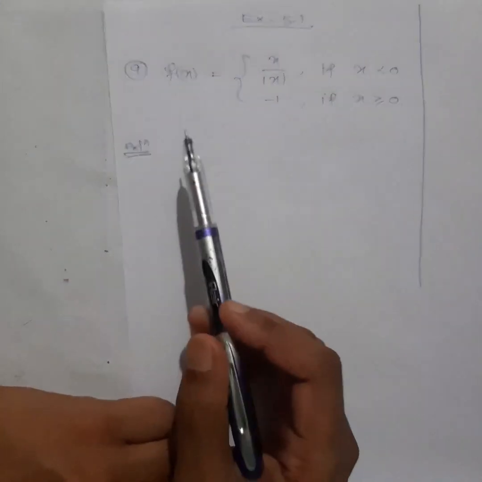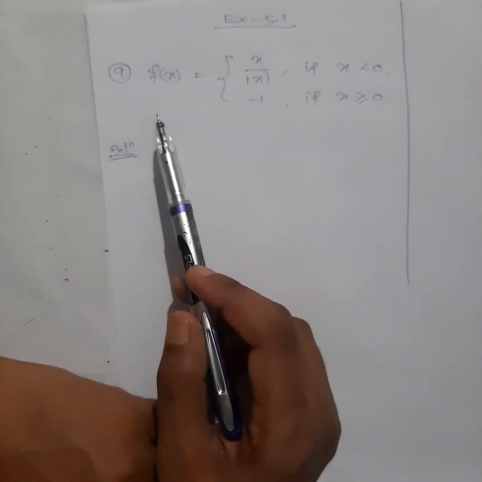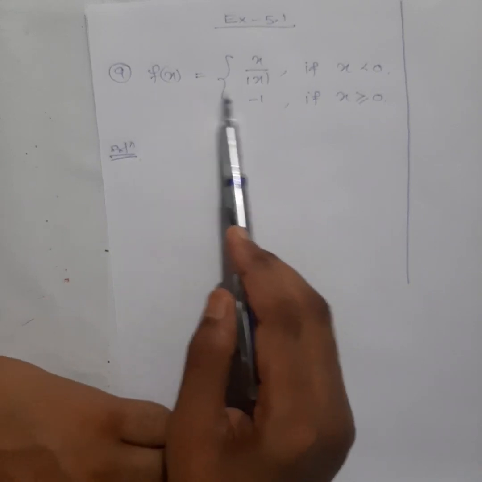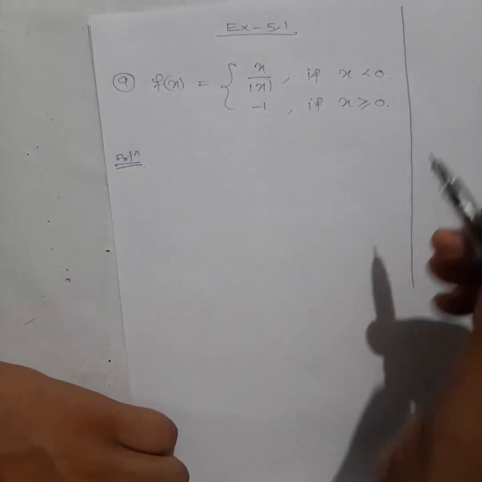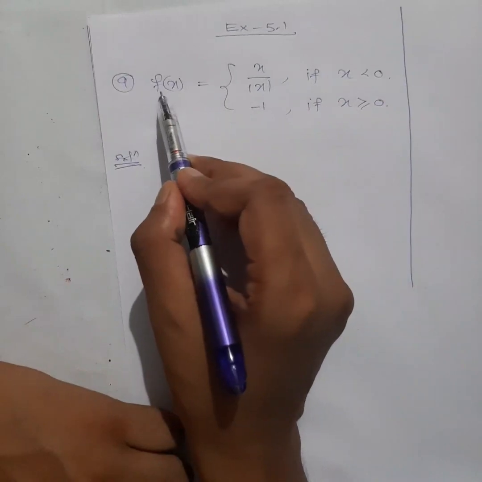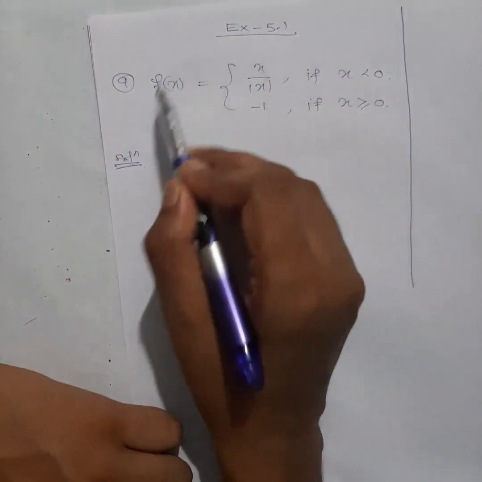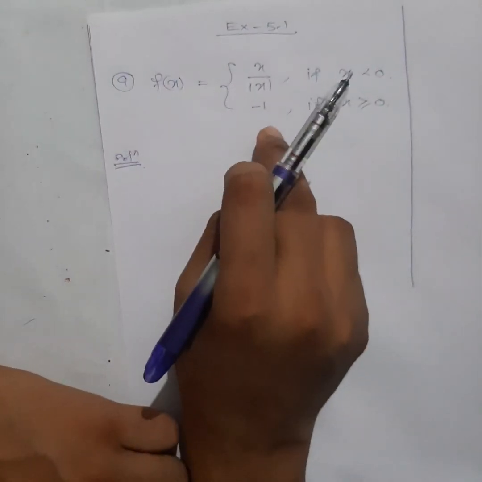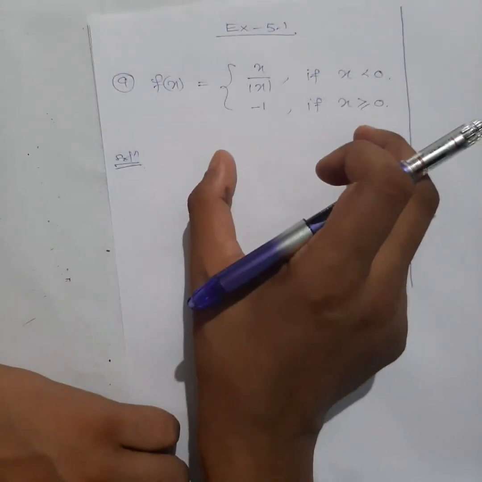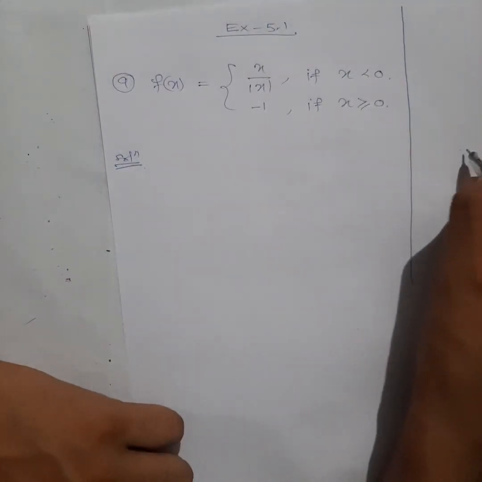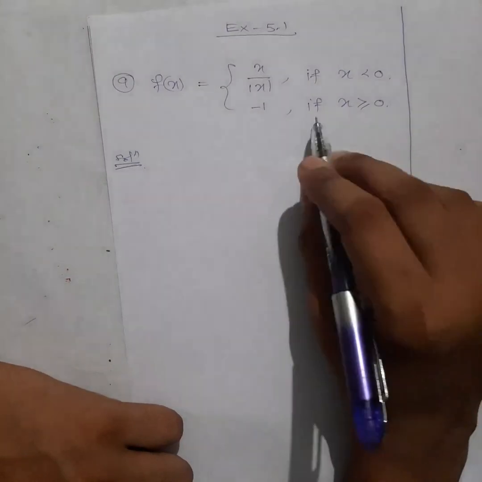Okay, students, so next is question number 9. Quite similar with question number 8, okay? But you have to see the question very carefully. So see here, what they have given, you need to find out all the points of discontinuity in this question, okay? What you have to find, discontinuity means at what point the graph will break.